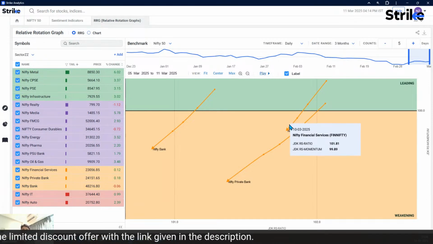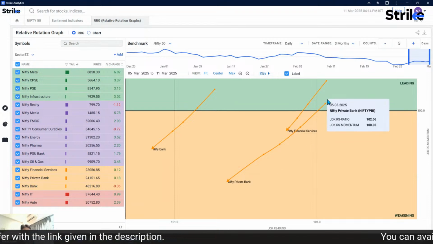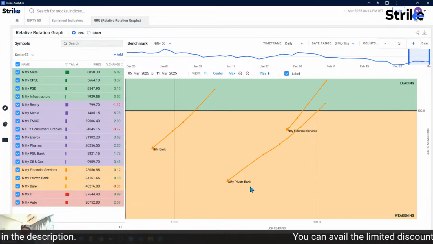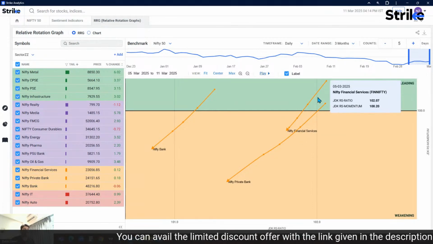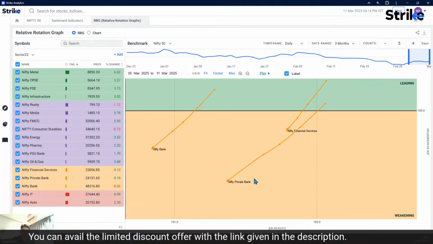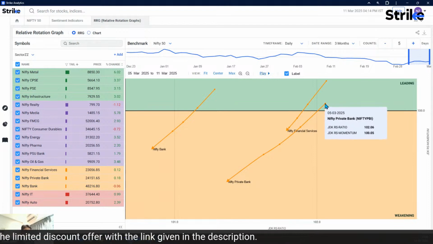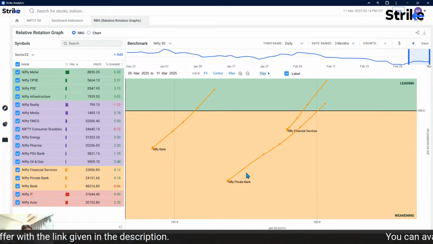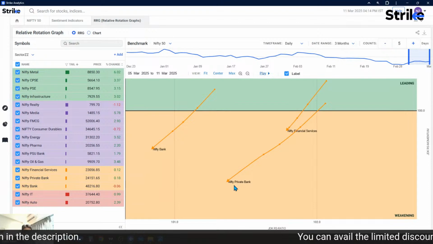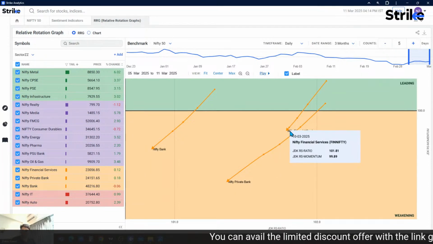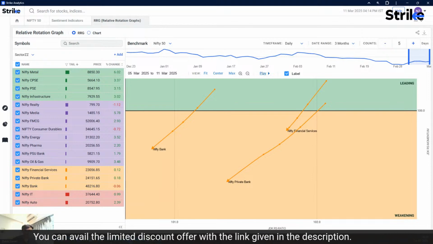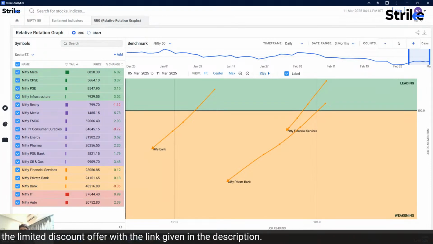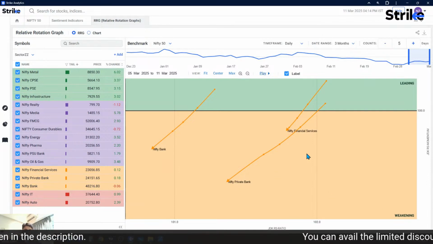Yes or no? Meaning Nifty Private Bank, both of them are sloping downwards. So what is happening in both of them? Their momentum is losing. In both the sectors, the momentum is losing, and Nifty Private Bank has lost more momentum as compared to Nifty Financial Services. I hope you have understood this. Yes, Tarkeshwar Shukla ji, even you are absolutely right.